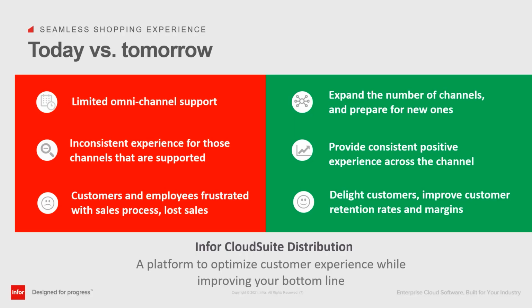All right, so what have we learned today? Well, we learned how distributors are often limited by their technology to support the various sales channels that their customers desire. And for those channels they do support, oftentimes the information and services provided across those channels is inconsistent. So not only does this lead to frustrated customers, but it also leads to frustrated employees. And as employees, we want to use modern tools to provide the best service for our customers.